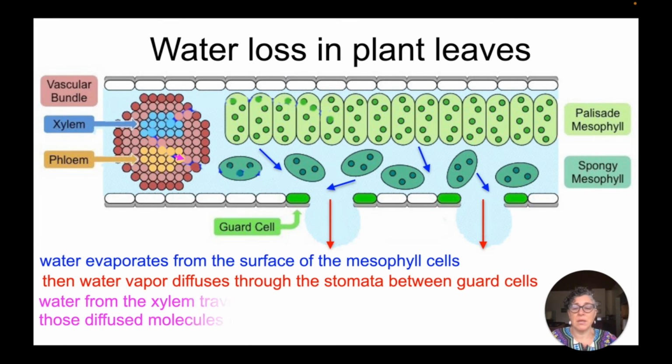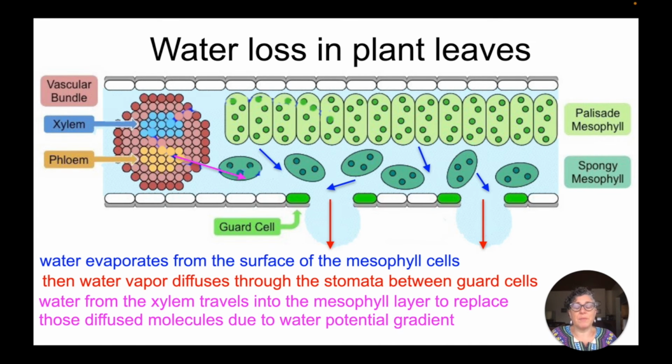So what happens? Water is then going to travel from the xylem into the mesophyll layer to replace the diffused molecules. So basically this is a continuous water potential gradient situation. As the water molecules leave the leaf, the water potential is lower in the spongy mesophyll layer, and so water molecules can then move into that layer because the water potential is lower in the spongy mesophyll compared to the vascular bundle.